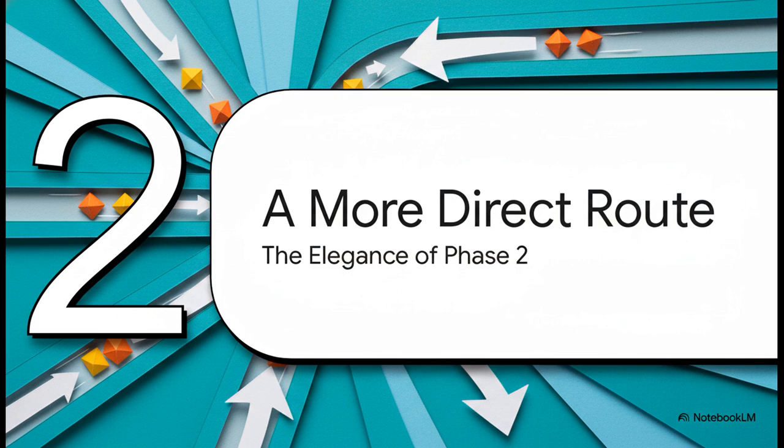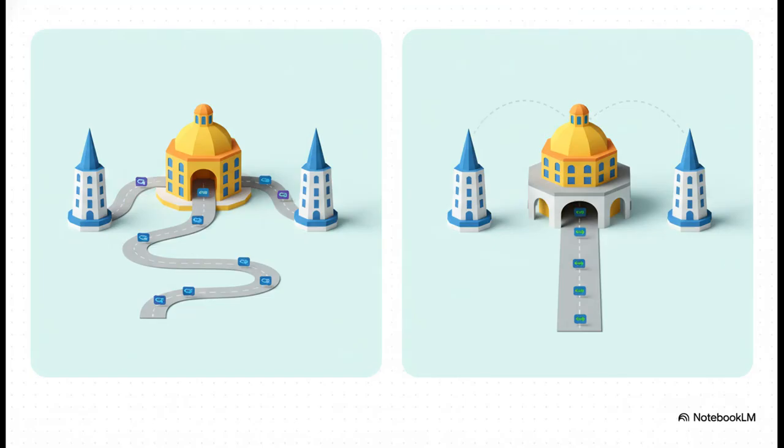And that, of course, brings us to the solution, a much more direct route. This is where the simple elegance of Phase 2 really starts to shine. And wow, when you see it side by side, the difference is just night and day. On the left, you've got Phase 1, that mandatory detour. But on the right, Phase 2 gives us the direct route. Now, the spokes still need the hub to make an initial introduction, but right after that, they can build their own private connection. It's a total game changer for efficiency.